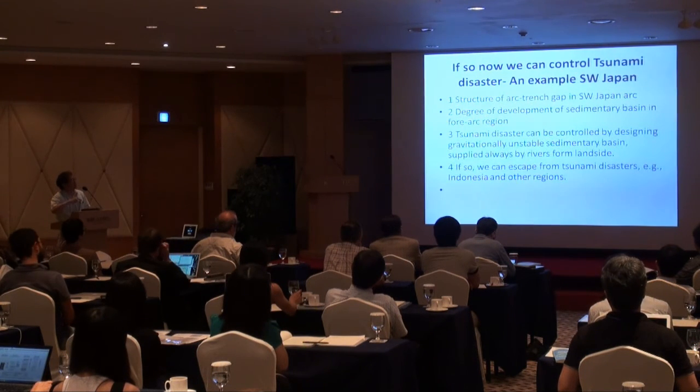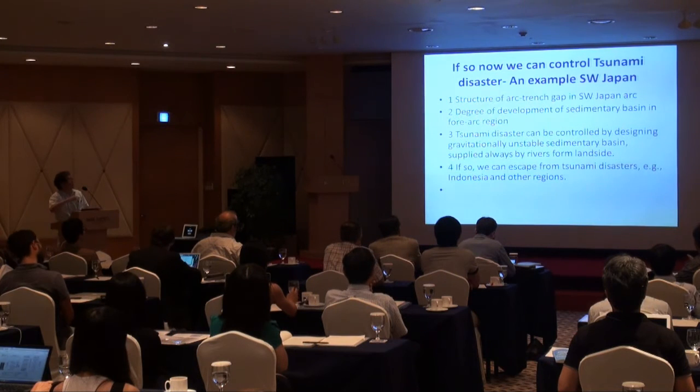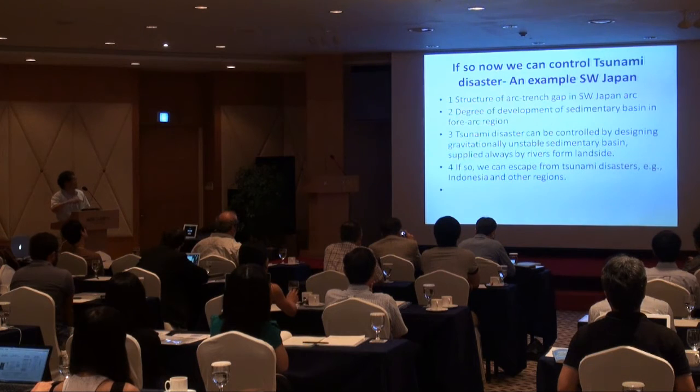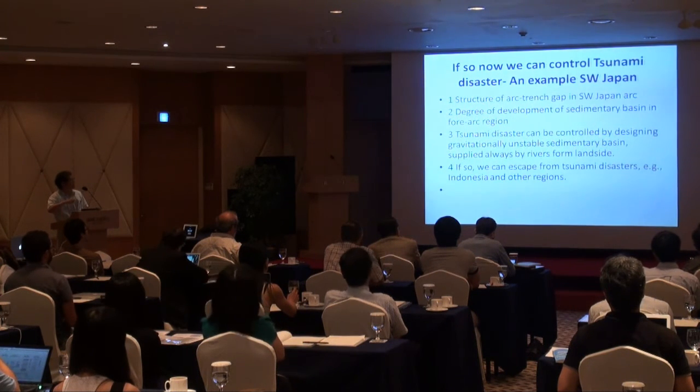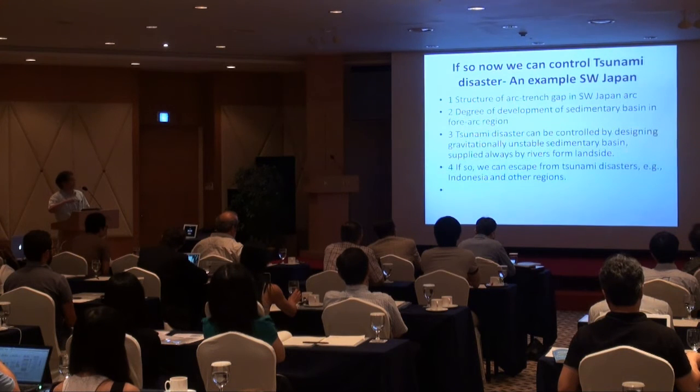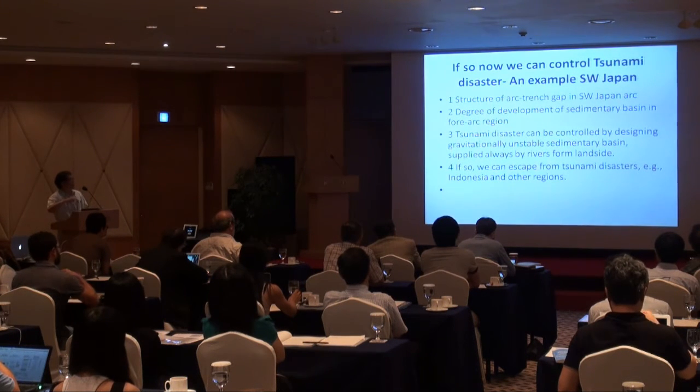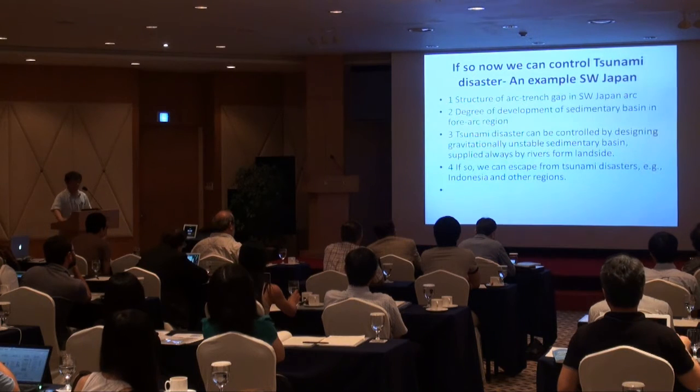First, structure of arc-range gap in Southwest Japan arc. Second, degree of development of sedimentary basin in Tohoku region. Third, tsunami disaster can be controlled by designing gravitationally unstable sedimentary basins, supplied always by rivers from land side. Four, if so, we can escape from tsunami disaster.